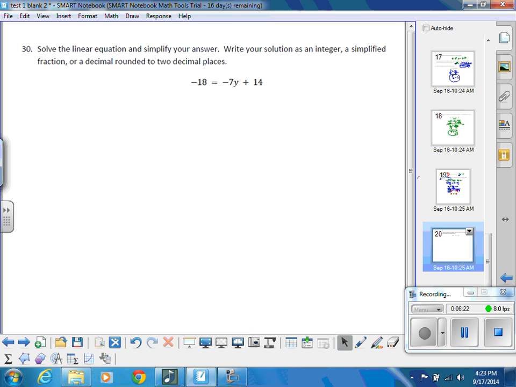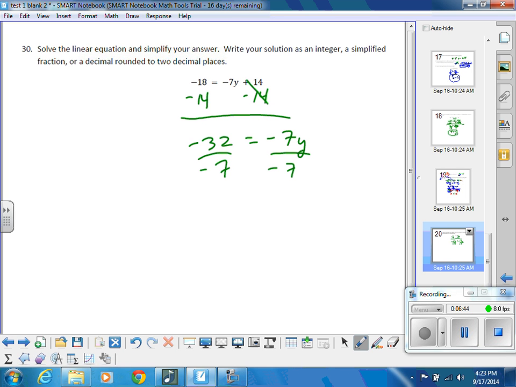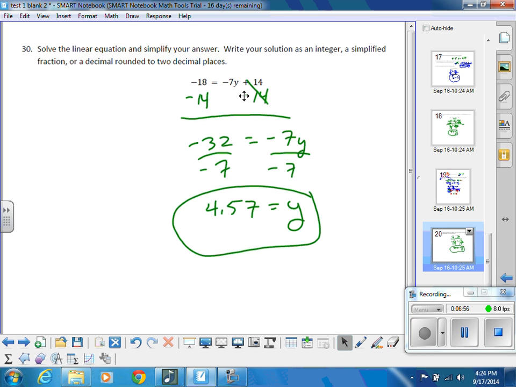Okay, this one right here says solve the equation, simplify your answer. Well, let's go ahead and do this. So, I've got the minus 14, and I'm trying to get my numbers on the same side. I have one variable. So here I have minus 18, minus 14, and I have minus 32. It's equal to negative 7y. Now I just divide. Again, it tells me here, if it's a decimal, round to 2 places. Well, whenever I divide that out, it becomes positive, I end up with 4.57 is equal to y. Make sure you can do your rounding, okay?